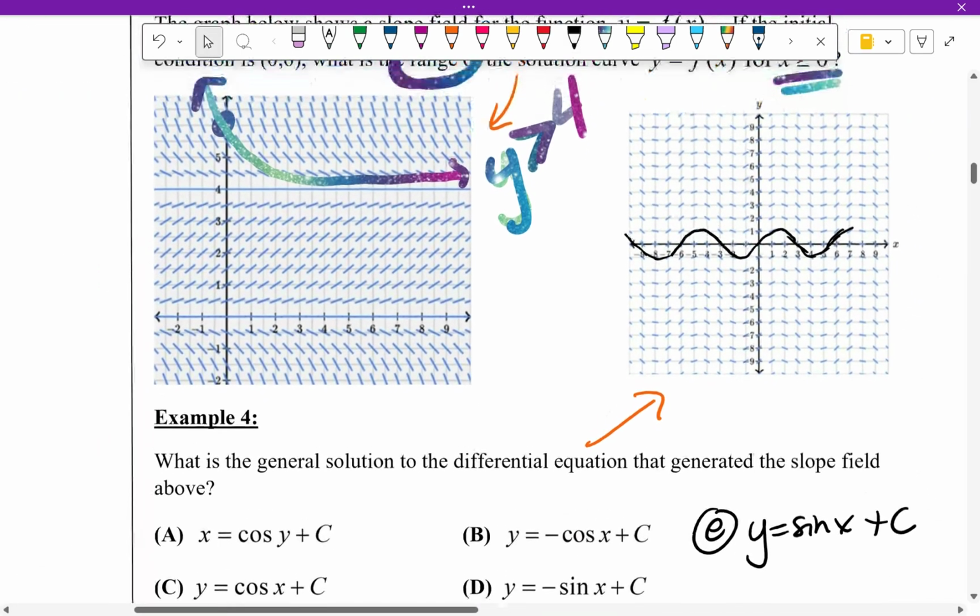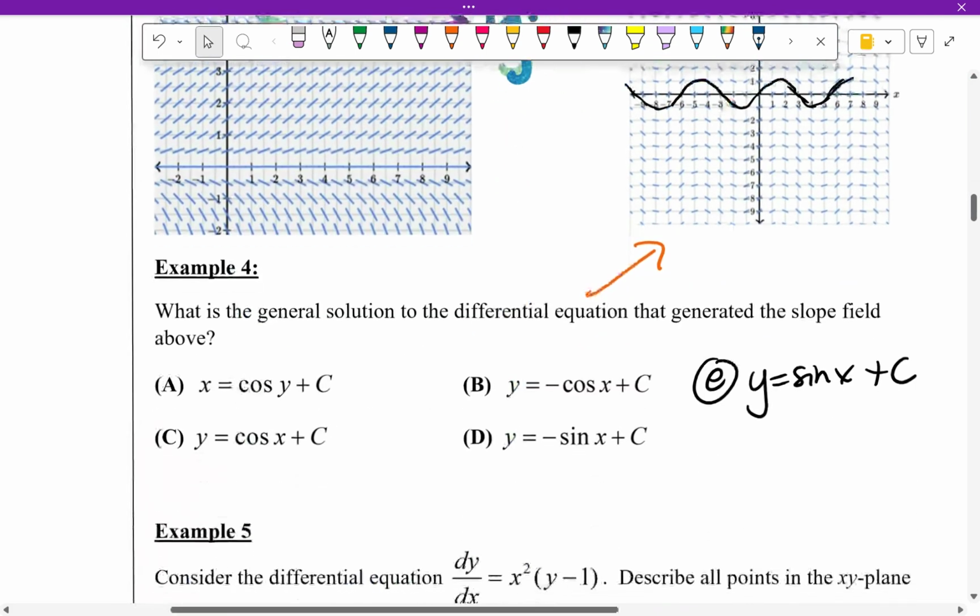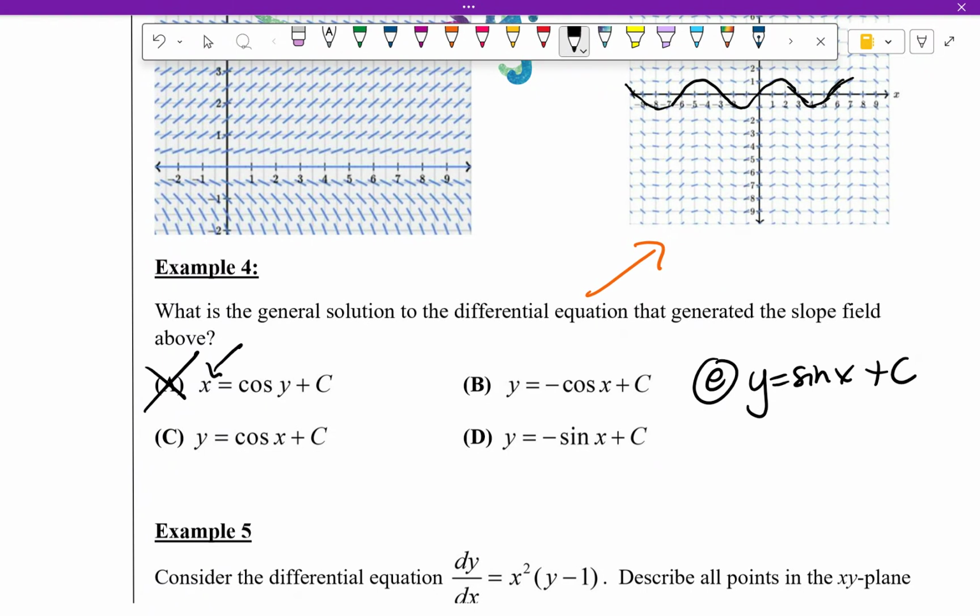First of all, I would look at my answer choices. There's one answer choice that immediately eliminates. What immediately eliminates? Look very carefully. Oh, A. Why does A immediately eliminate? It's x equals instead of y equals, right? That could not be on me. I would hope not, but I didn't write this question.